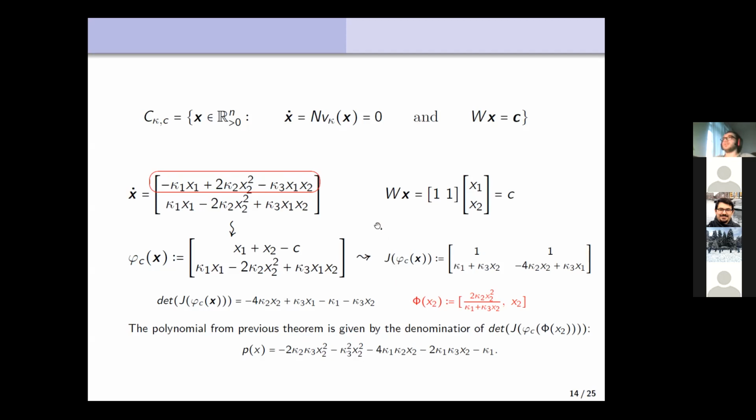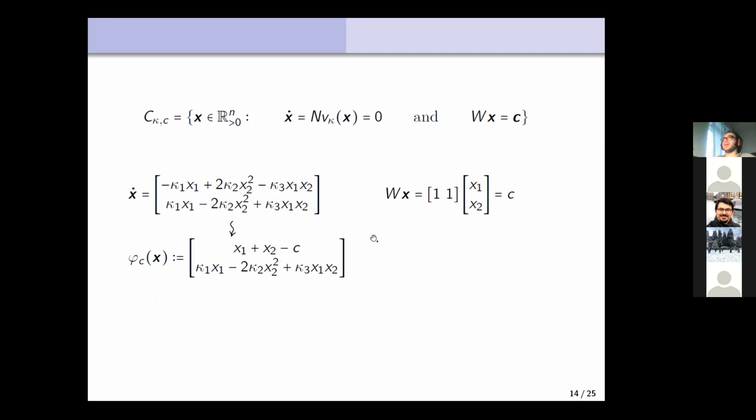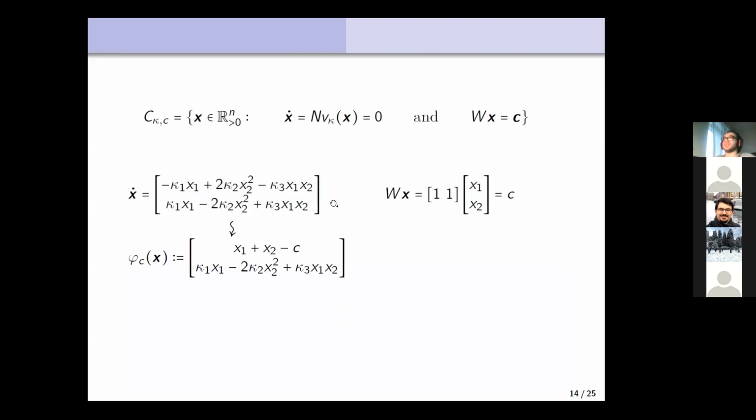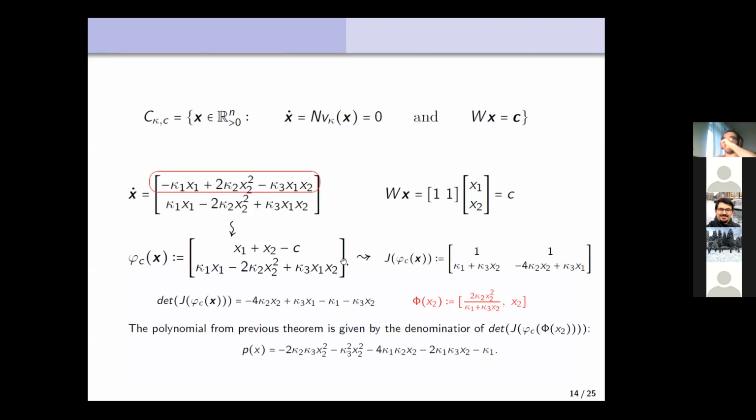So this means that we are in the case, I will just go up a little bit, we are in the case of rank 1. So we are in this first case. So this means that this guy will always have 1 positive steady state, no matter which kappas you choose or which C you choose.